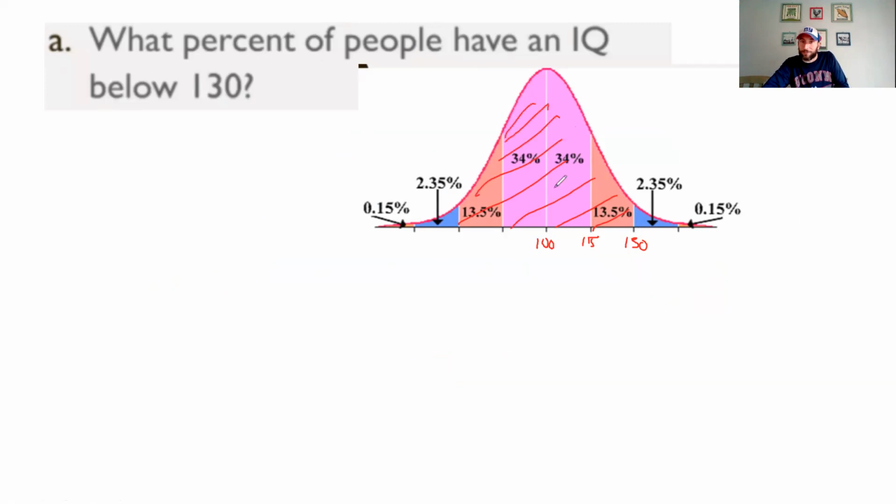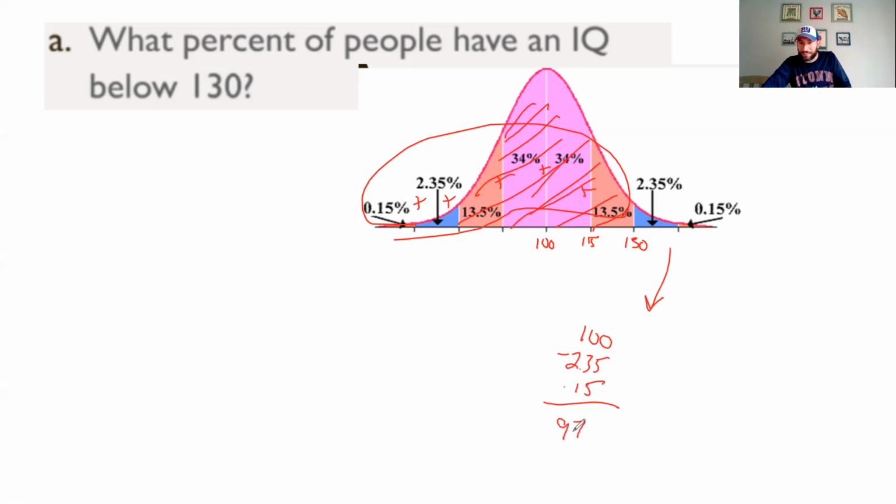Now, one cool thing I like about these problems is there are a lot of different ways to do them. Sure, you could right off the bat add all of these percentages to the left of 130, plus all those. I'm not going to rewrite all that because it'll take forever. Or what are some other ways you could do it? Maybe you do 100 minus 2.35 and 0.15 to get 97.5%, which, if we wrote it in its decimal form, would be 0.975.